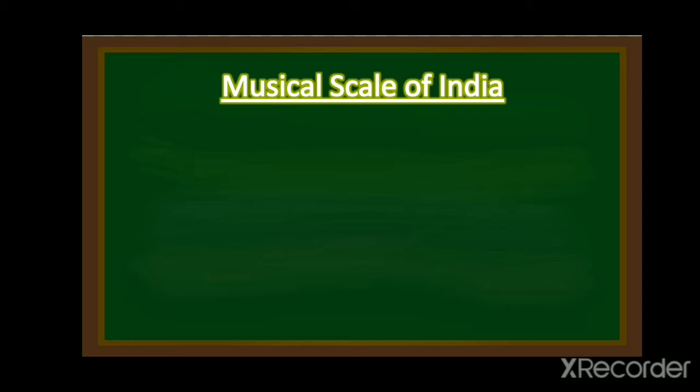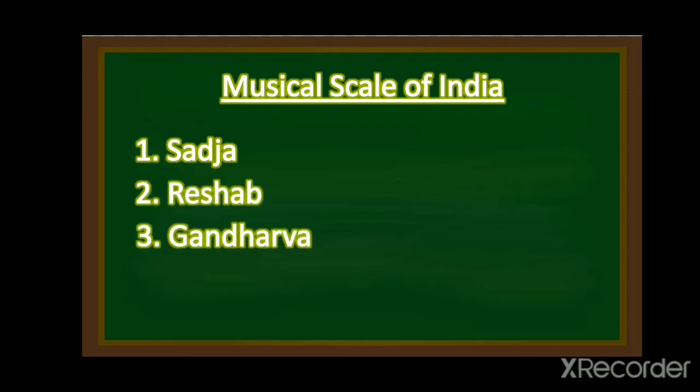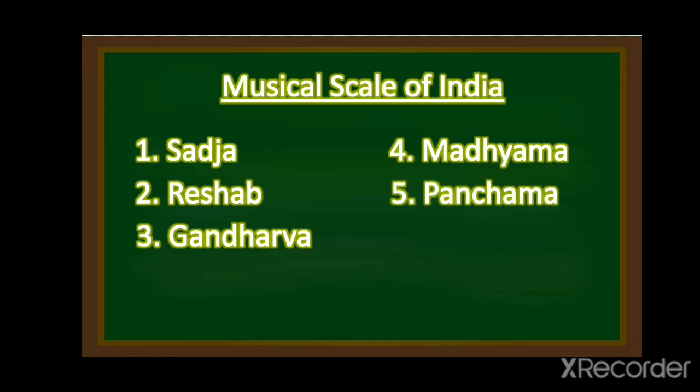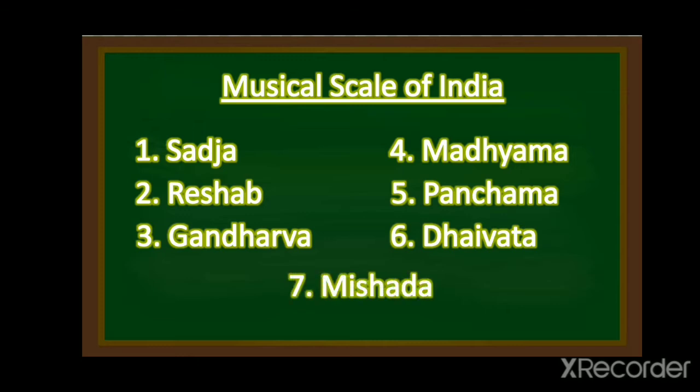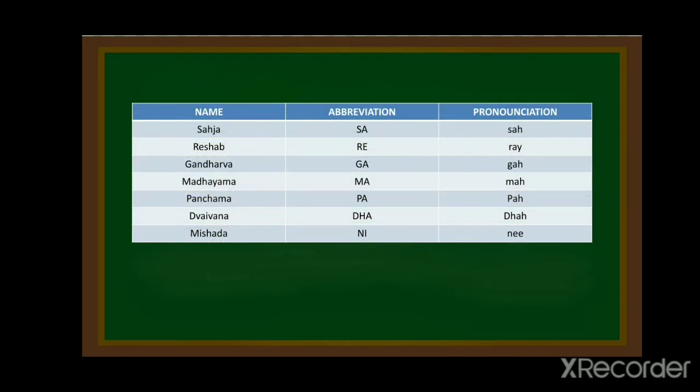The musical scale of India. So many scales are found in Indian music. The 7 basic notes and their particular names are Sadja, Rishabha, Gandhara, Madhyama, Panchama, Daivata, and Nishada.